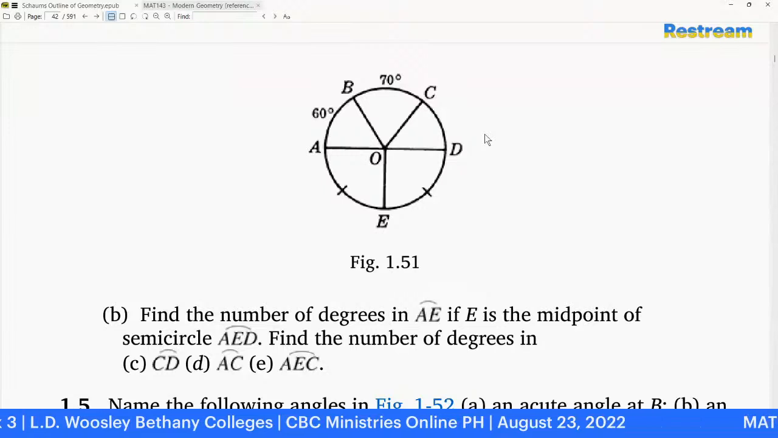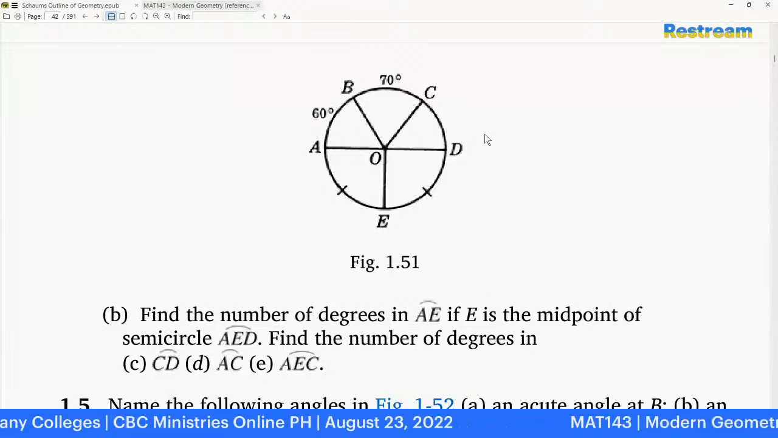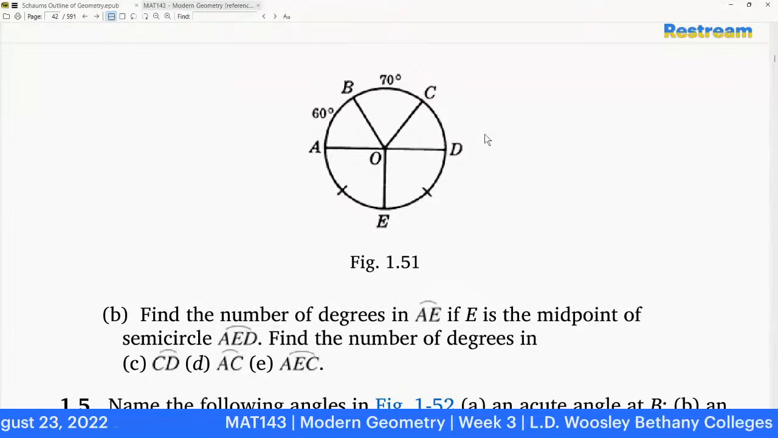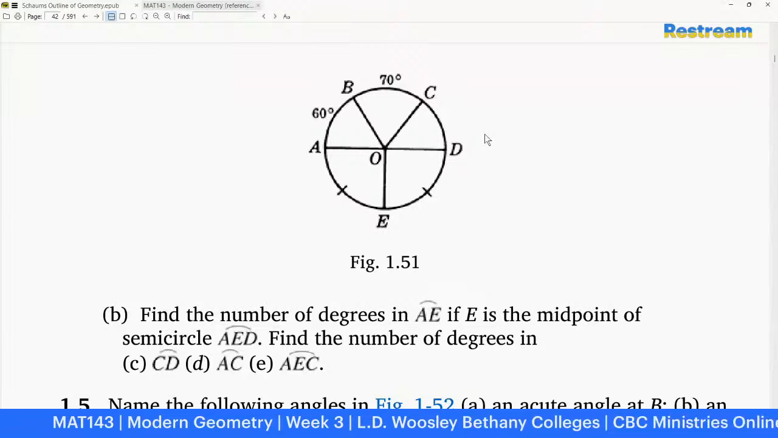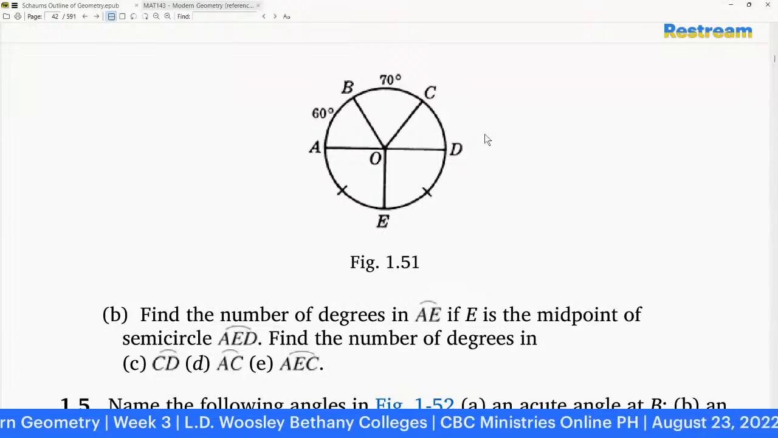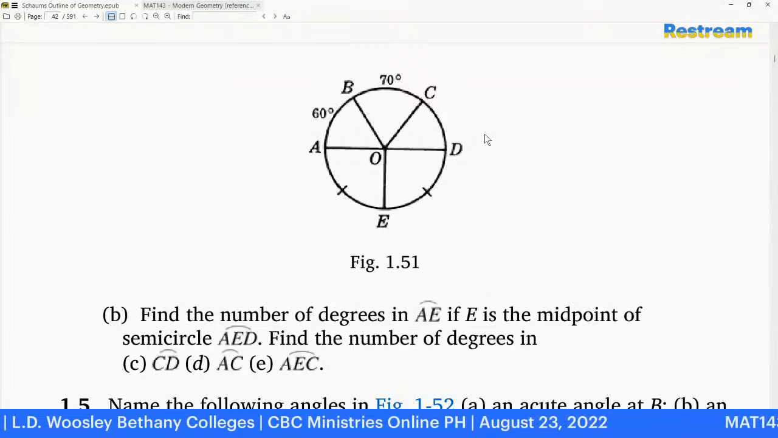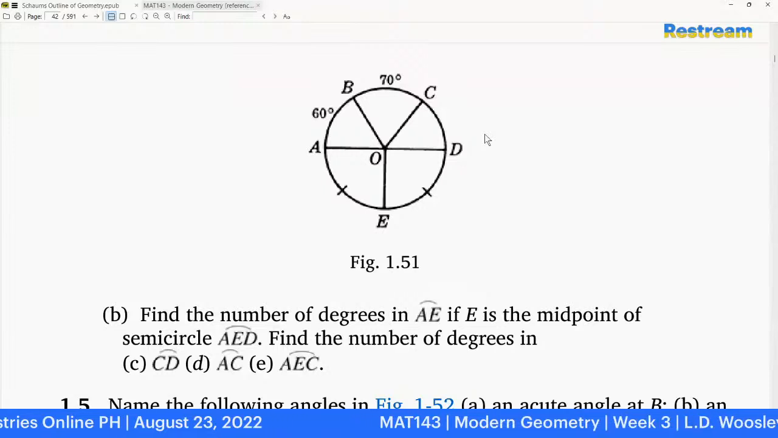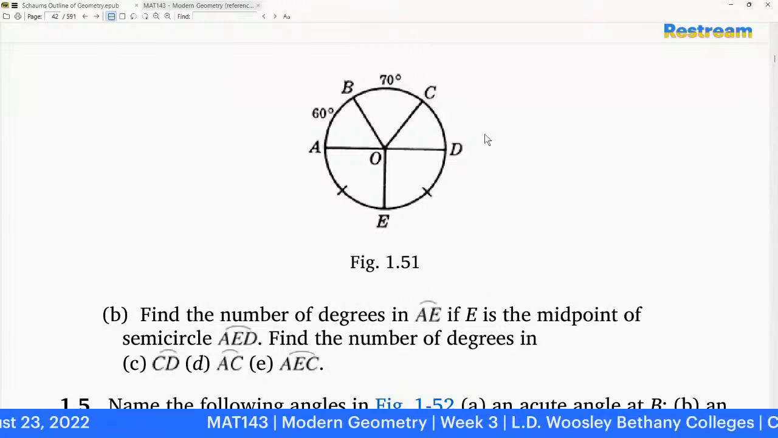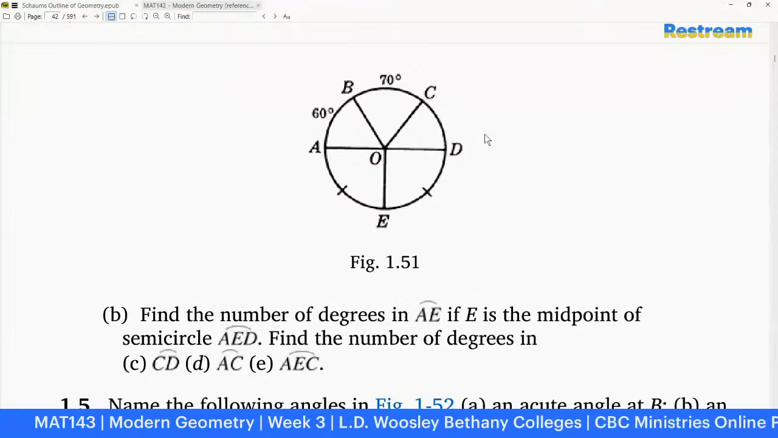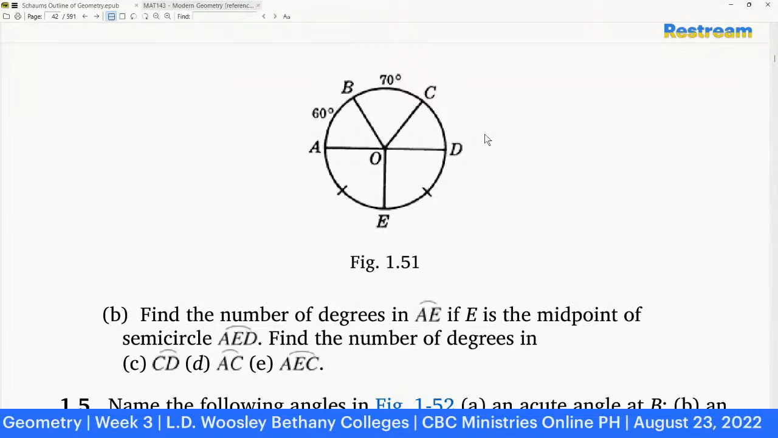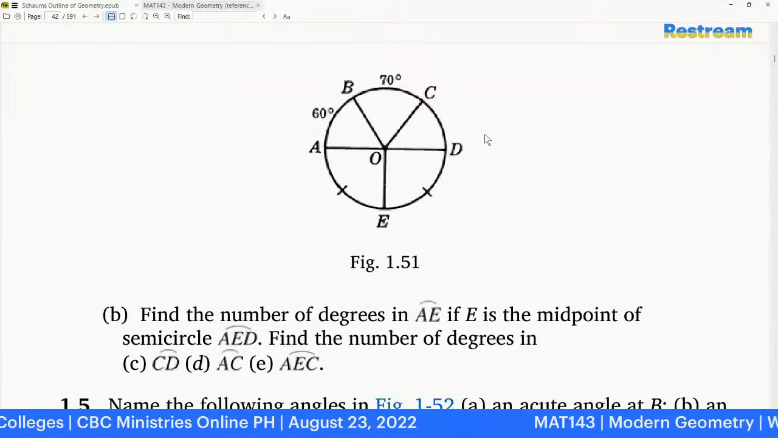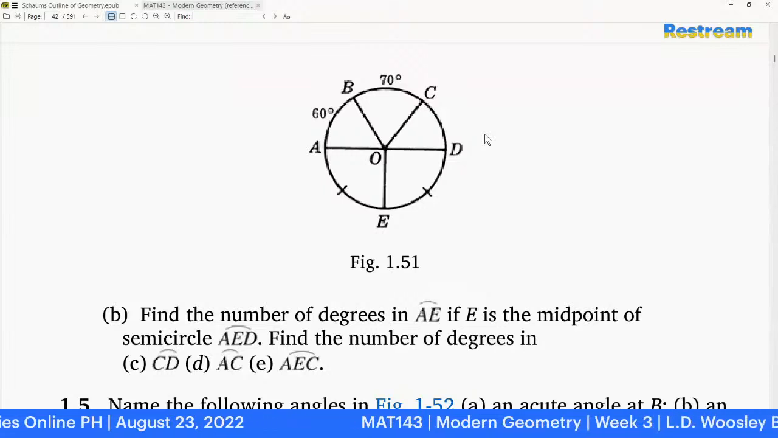Okay, so AEC, let's answer all together. What's AEC? AEC is a reflex angle, right? Tama. Arc AEC. What's the answer? 230, because it is explementary. Take note, explementary to 130 degrees. Explementary means the sum of which is 360 degrees. So what is explementary to 130 is 230 degrees. Okay?